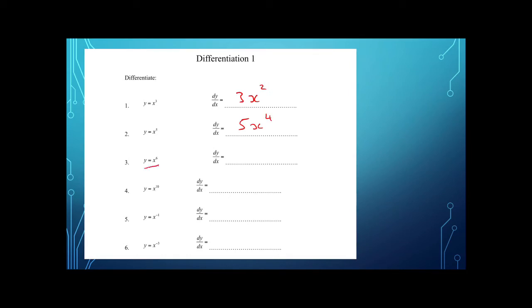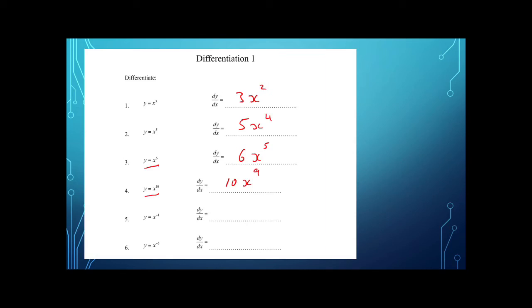Number 3, y is equal to x to the 6. Dy dx, put the 6 in front, and we subtract 1 from 6 to give us 5. Y is equal to x to the 10. 10 goes in front, take away 1 from 10 to give us 10x to the 9.